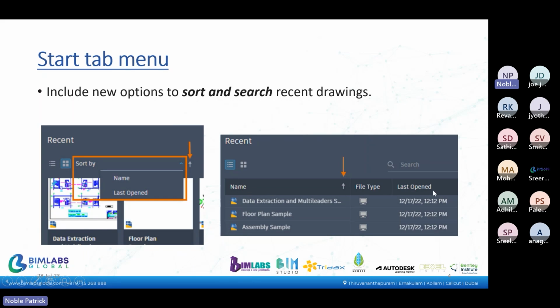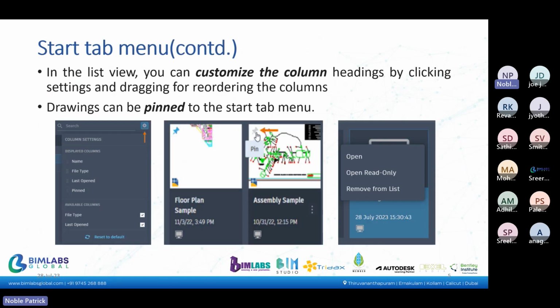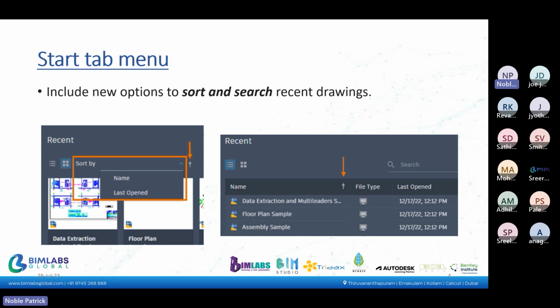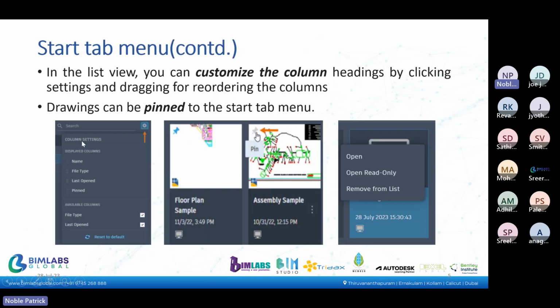In the Start menu tab, we can get the details of each and every file based on the name, file type, and last opened details. These columns can be arranged according to the need and convenience of the design. A new option of sort and search is included in the new Start tab menu of AutoCAD 2024. Moving to customization, we can customize each column: name, file type, last opened, as viewed in the search tab here.